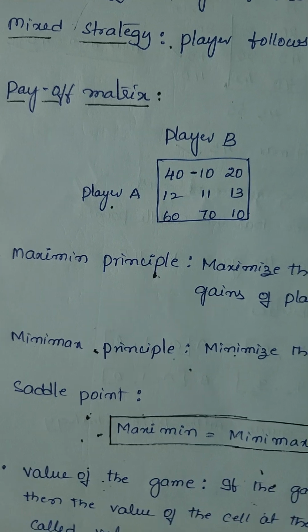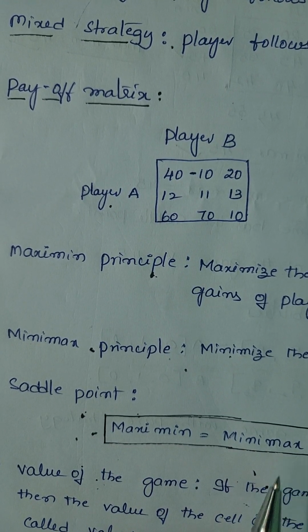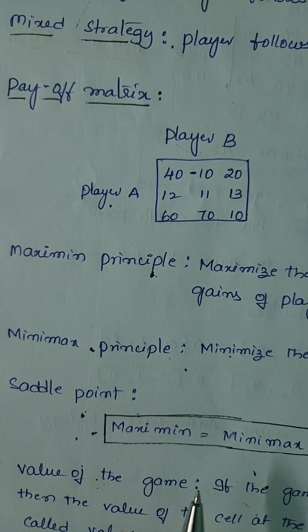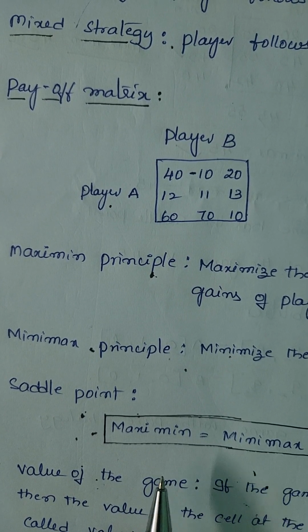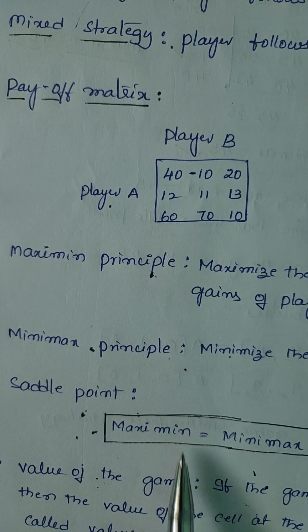So what is the saddle point? Saddle point is where maximin is equal to minimax. If a game satisfies this principle, then we say that the game has a saddle point. Afterwards I'll give you one example of how to find the saddle point.